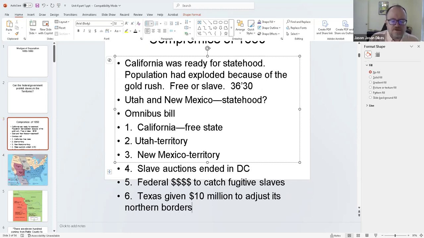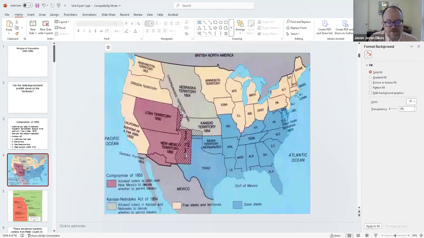Texas was given $10 million to adjust its northern borders. We go back to the map here. Texas was claiming all of this shaded. So parts of Indiana, parts of what are now Kansas, all up into here, a big chunk of this land, and even all the way up into what I think is now Wyoming, was all being claimed by Texas. And so Texas was given 10 million to scale its borders back to its more distinctive shape that it has today.